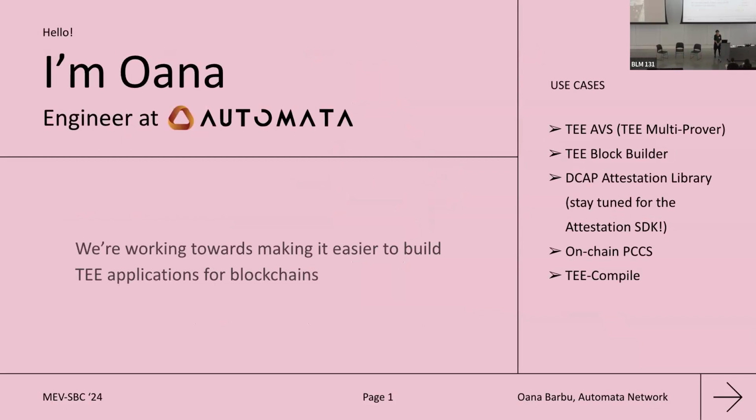making it easier to build and deploy TEE applications. We have a TEE AVS that brings crypto-economic security to a TEE network. One use case for this AVS is a TEE multi-prover, which is basically like a watchdog that ensures roll-up state transitions are correct. We also have some efforts in making attestation possible on chain. And we try to make it cheaper.